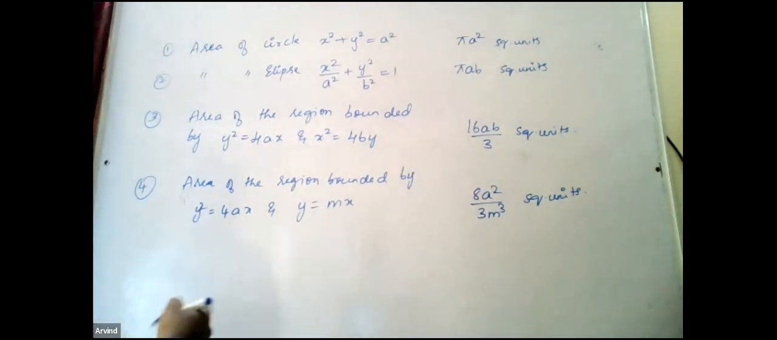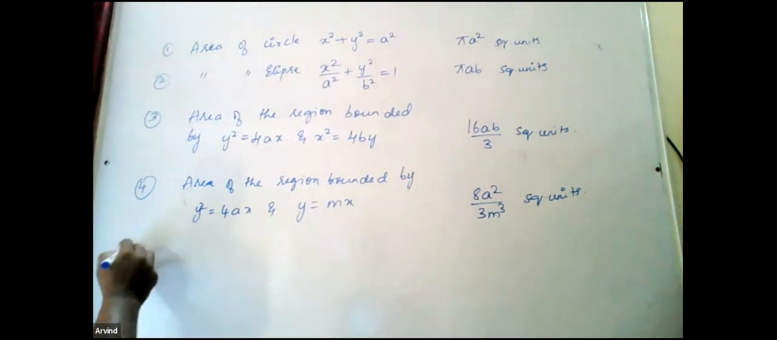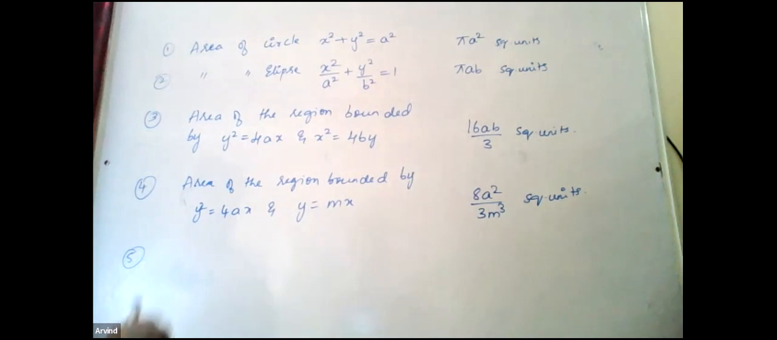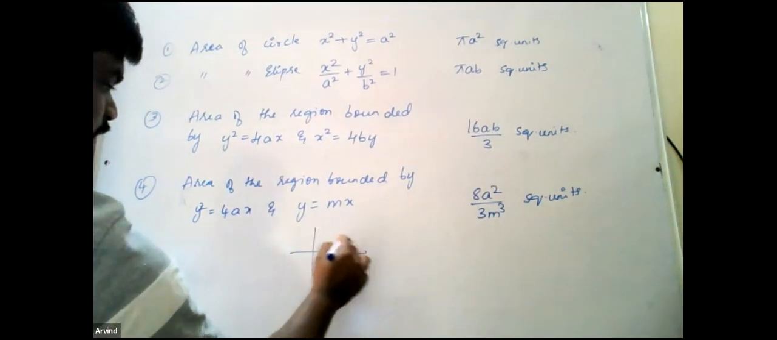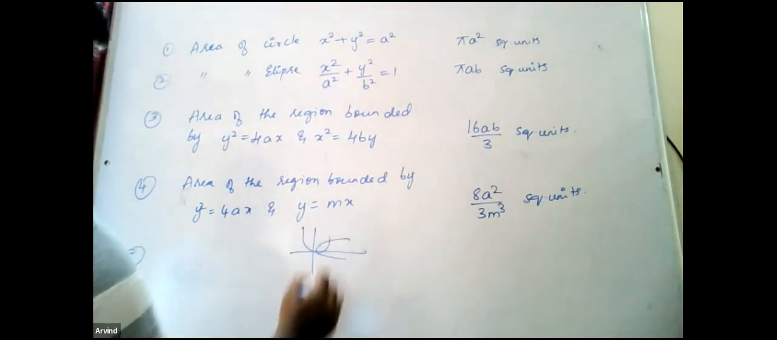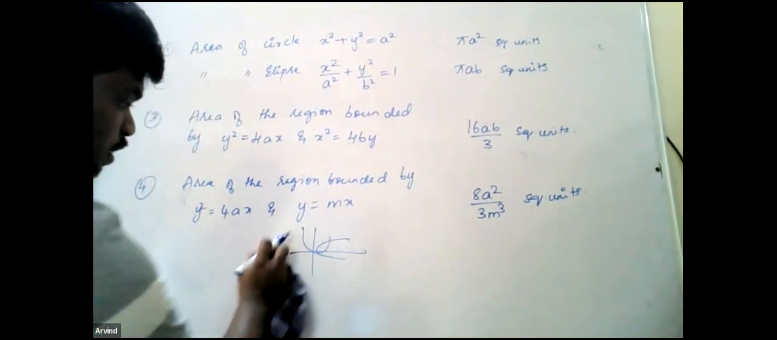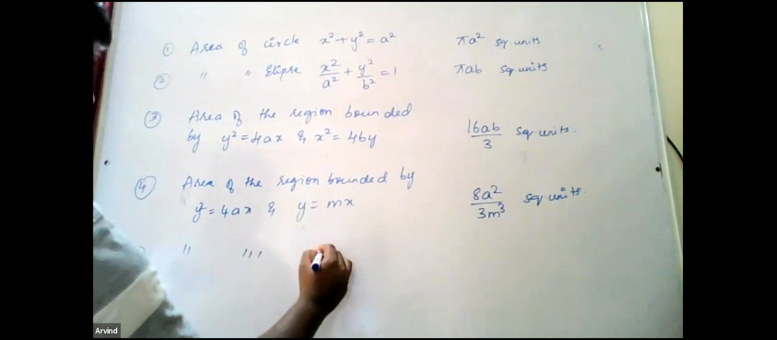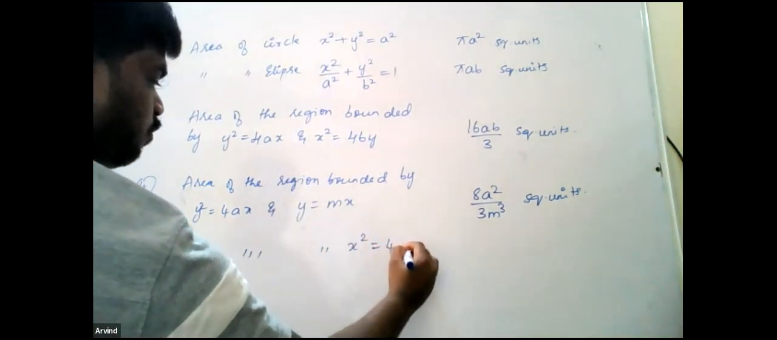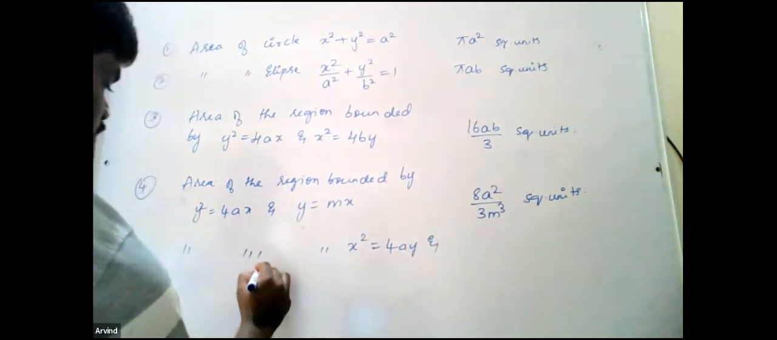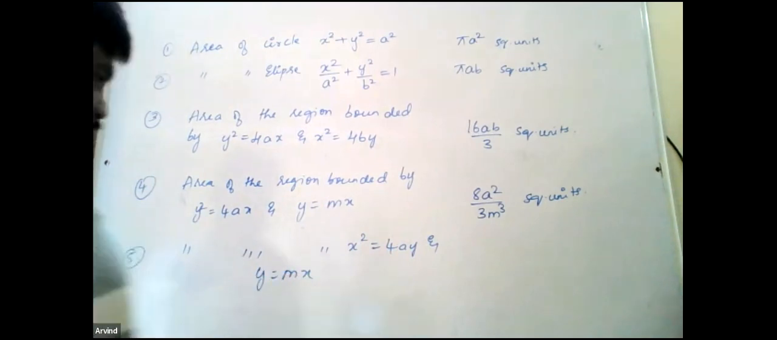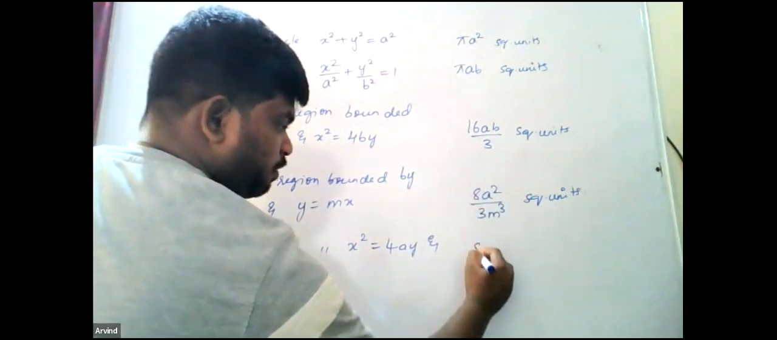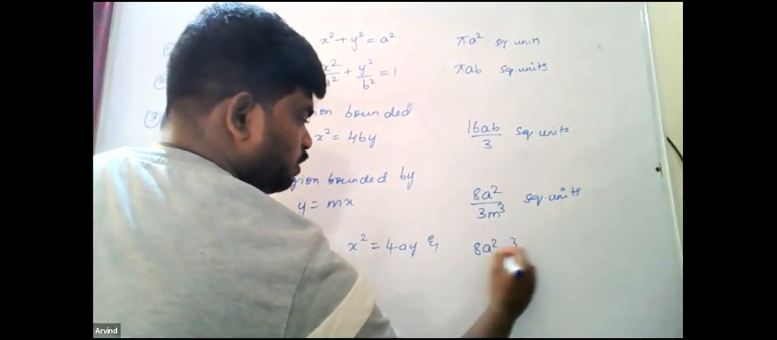It is y square is equal to 4x. This is the upper parabola. The other one, if the formula is the other one, x square is equal to 4ay. For that one, a slight change in the formula. Okay, x square is equal to 4ay and y is equal to mx. The same type, but this m cube comes in the numerator. That's it.